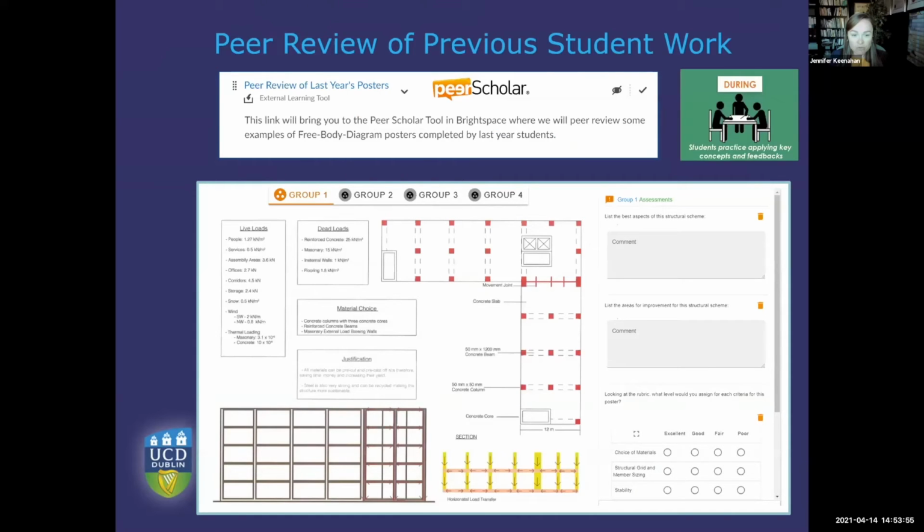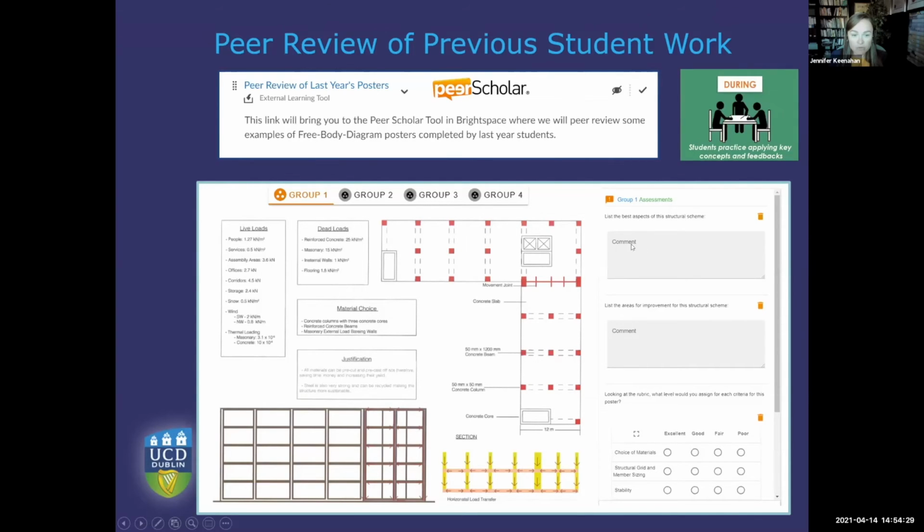A further activity that I have used then is to use a peer review of previous student project work. And I've done this using Peer Scholar, which is a tool currently being piloted across the campus. So during the class, I guide students to where they can access the tool in Brightspace. And I have pre-populated it with examples of work from previous years.